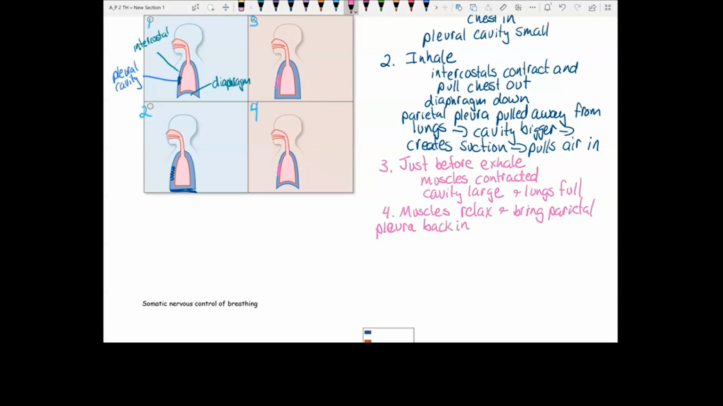So the chest comes back in, the diaphragm goes back up. You're bringing that parietal pleura back in toward the lungs. And when you do that, the cavity gets smaller. And if you have an enclosed space and you make it smaller, you create pressure. And that pressure pushes the air out.